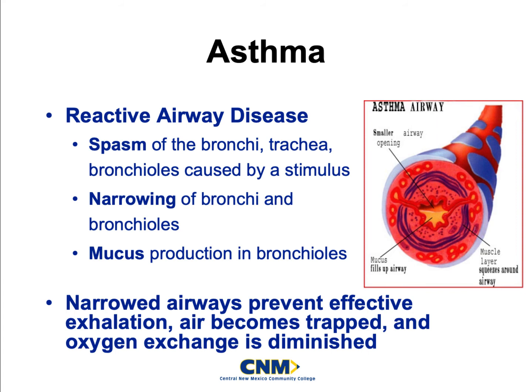Asthma is a problem with getting air out, okay? So narrowed airways prevent effective exhalation, okay? That air becomes trapped, and then the oxygen exchange becomes diminished because we're not able to get the pressure gradients that we need and not able to do the diffusion properly from areas of higher concentration to lower concentration like we need in order to get adequate gas exchange at the alveoli level.